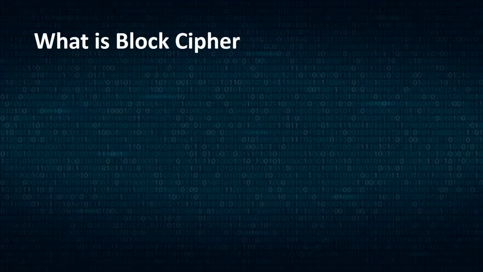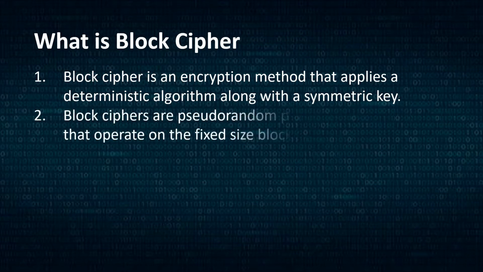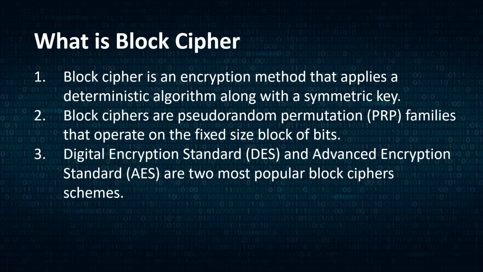What is a block cipher? A block cipher is an encryption method that applies a deterministic algorithm along with a symmetric key to encrypt a block of text, rather than encrypting one bit at a time as in stream ciphers. Block ciphers are pseudorandom permutation families that operate on a fixed-size block of bits. PRPs are functions that cannot be differentiated from completely random permutations and thus are considered reliable, until proven unreliable. Here are two common block cipher schemes: Data Encryption Standard, DES, and Advanced Encryption Standard, AES.